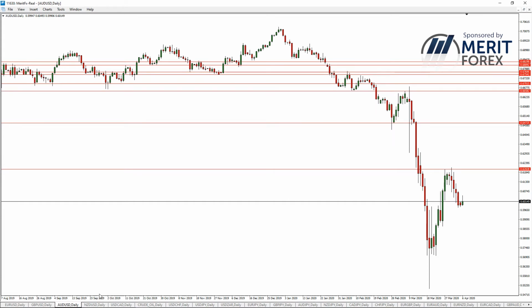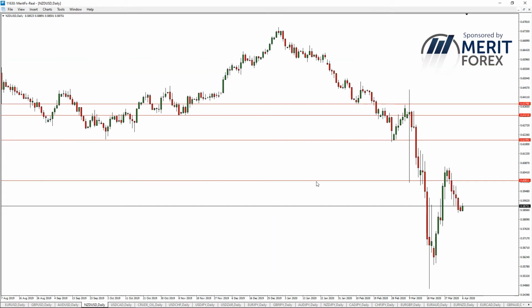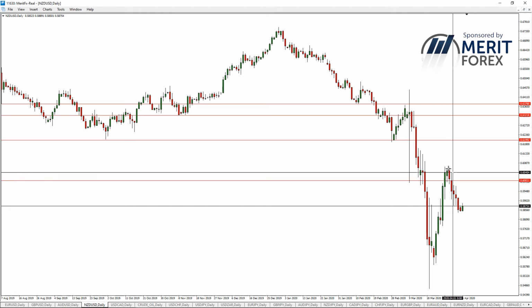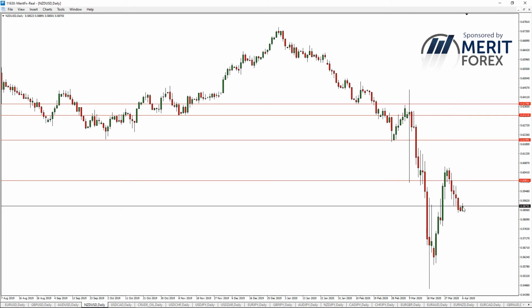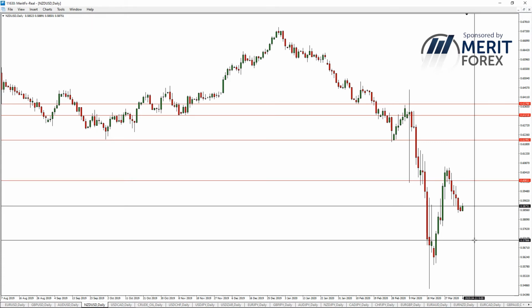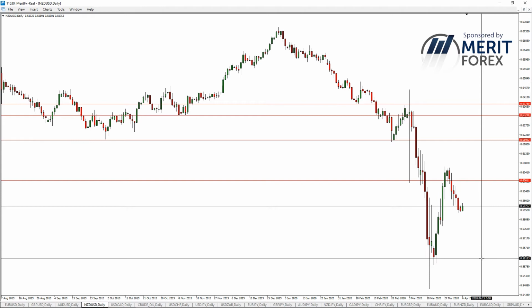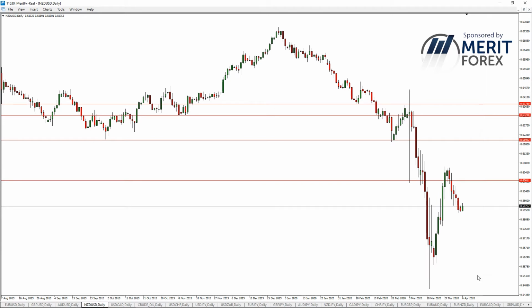And exactly the same situation with the New Zealand dollar. New Zealand reached the resistance, 0.60 round number, and as you can see, bounced back and continued to the downside. So now we can see a slight recovery. It's absolutely possible. This currency pair is completely in a downtrend. So definitely we can see even further 0.57, 0.56, 0.55. Why not? Not going to be surprised.